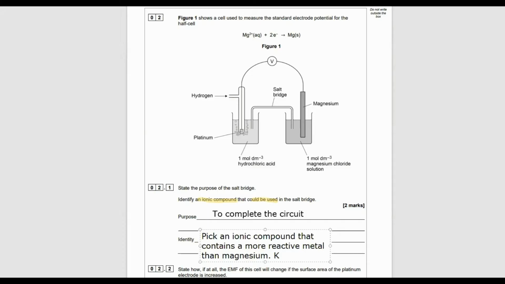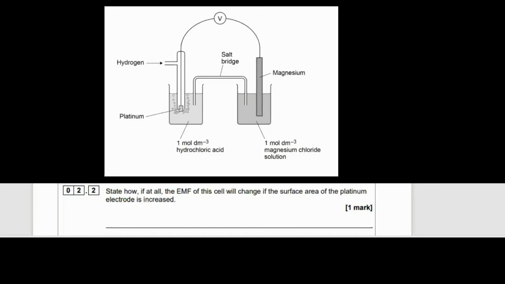So pick an electrolyte or a chemical in the salt bridge that is not going to get involved because it's more reactive. It's going to hang on to its nitrate and not bother reacting with either the electrolyte or the electrode. So if I use potassium nitrate or sodium nitrate, sodium and potassium are both more reactive than magnesium, so they're not going to react with the magnesium electrode or the magnesium chloride electrolyte. Okay. Right, there we go. And that's going to get you 2 marks, one for saying complete the circuit and one for suggesting a suitable compound for the salt bridge.